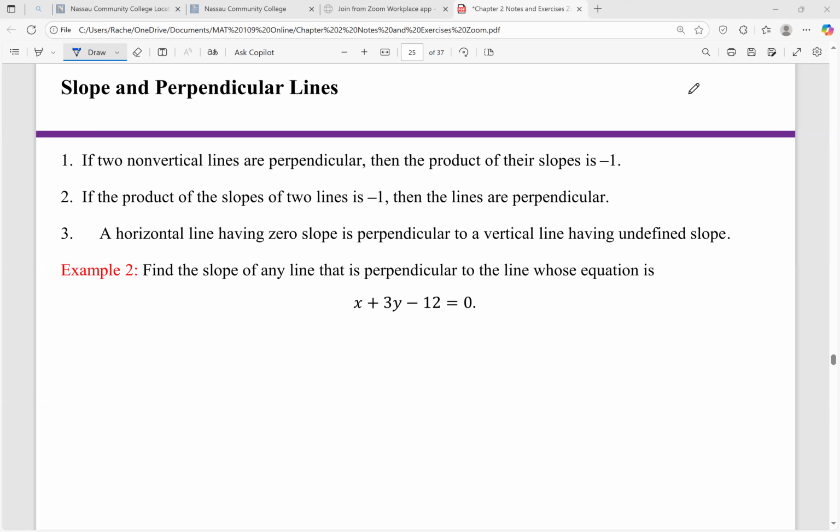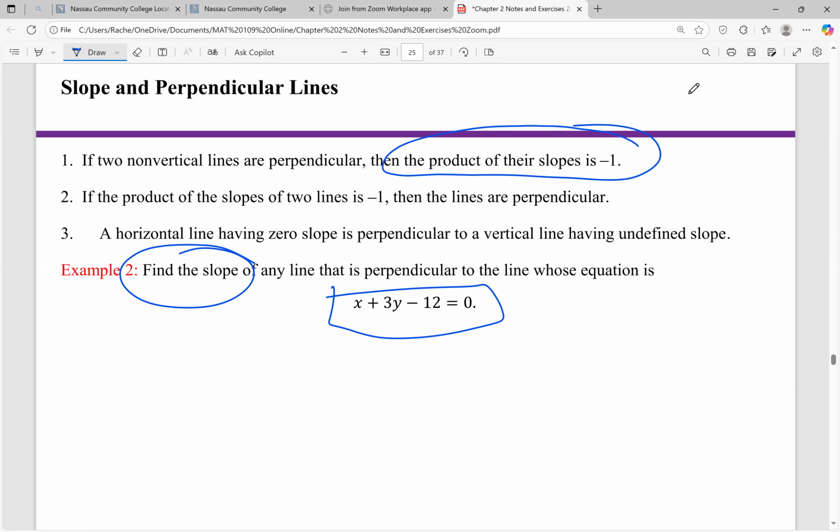So let's look at example 2. It says, find the slope of any line that is perpendicular to the line whose equation is x plus 3y minus 12 is equal to 0. So I'm not asking for the equation of a line that's perpendicular to this one. I just want to know the slope of any line that would be perpendicular to this line. Well, remember, for two non-vertical lines that are perpendicular, the product of their slopes is -1.